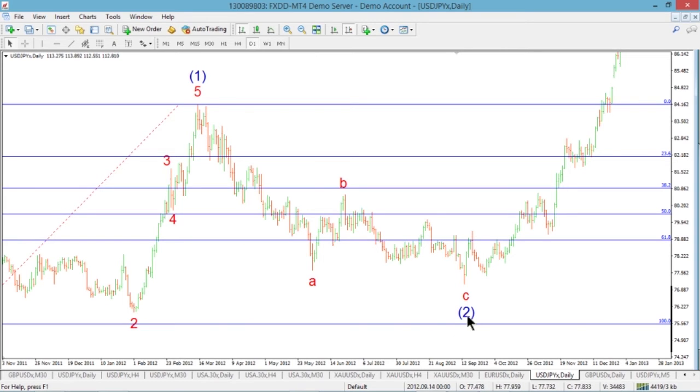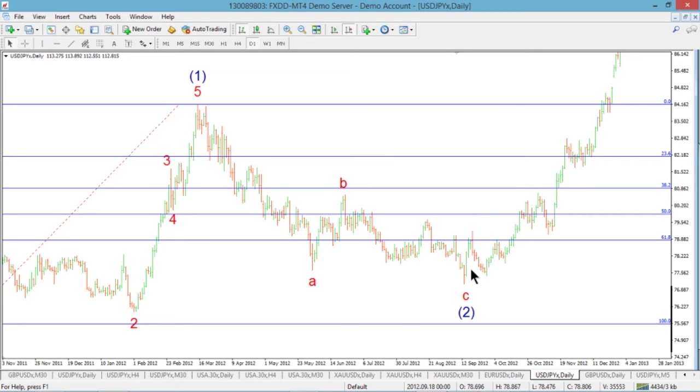We're working with the blue labels, the largest degree of trend. We're working with the red labels, the internal wave structure of that larger degree. And now we're looking at price structure moving in the next lower degree. So what we're looking at in the next lower degree is impulsive moves to the upside to give us a signal that the larger structure has moved back into trend again.